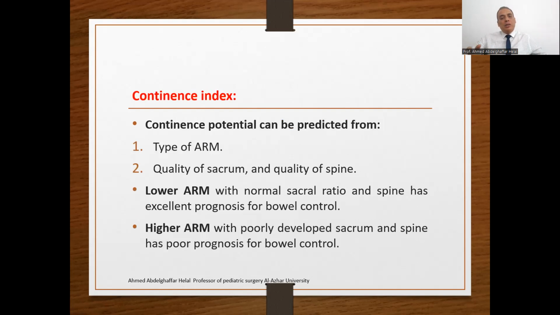From these data, we can conclude that we may have a continence index or suspicion. The continence potential can be predicted from, number 1, the type of the anomaly.